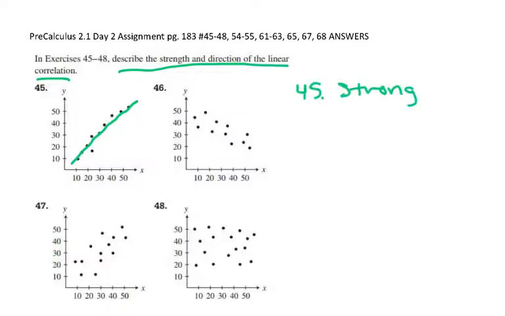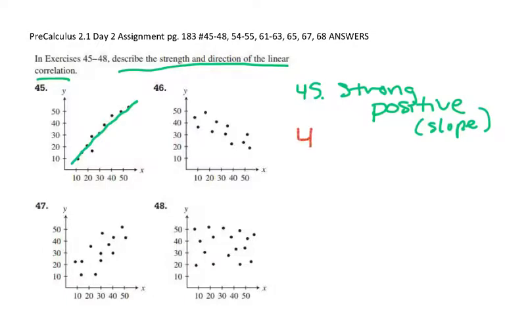Along those lines, they're also asking for direction. Notice that it's going up from left to right, and so that's where we would add that it's positive, again meaning that it's a positive slope if you were making that line as well.